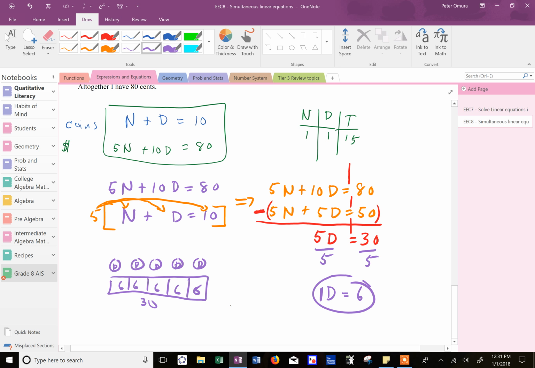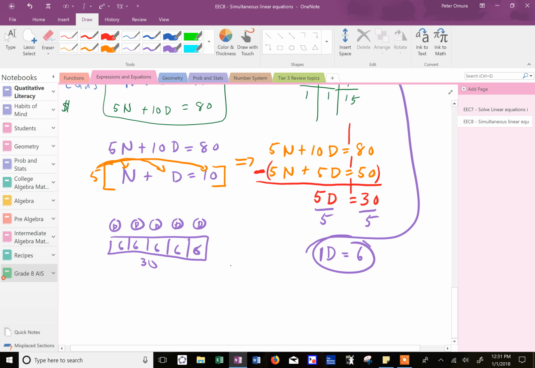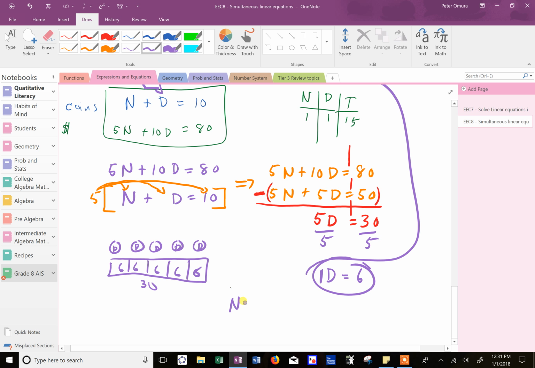It means that we have 6 dimes. And if we have 6 dimes, remember we had the nickels and the dimes equal 10. If we have 6 dimes, it means that we must have 4 nickels. And to check to make sure that makes sense, 6 dimes is worth 60 cents, and 4 nickels is worth 20 cents, and when I add them, I get 80 cents.